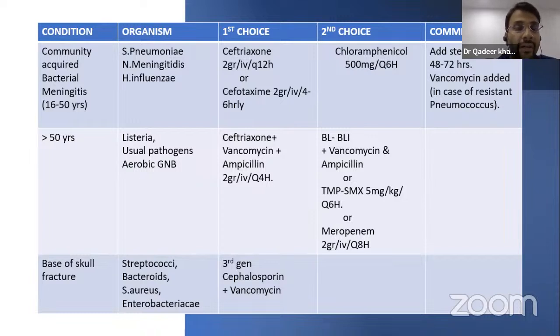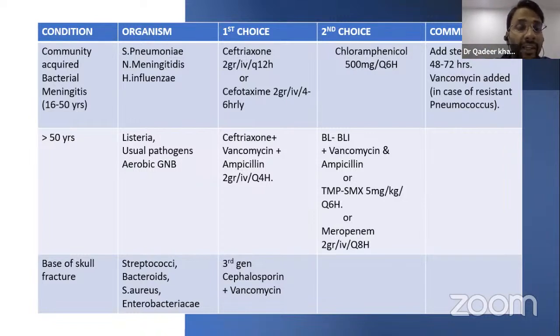In community acquired meningitis, the most common organisms are Gram positive Streptococcus pneumoniae, Neisseria meningitidis, and H. influenzae. We cover, as I told, with a little higher dose: ceftriaxone 2 gram IV 12th hourly. The second choice will be chloramphenicol. We should add steroid for the first 48 to 72 hours. As I told, if the meningeal inflammation is there, the penetration of antibiotics will become easier. If the meningeal inflammation comes down, the penetration of antibiotic depends on the blood-brain barrier.